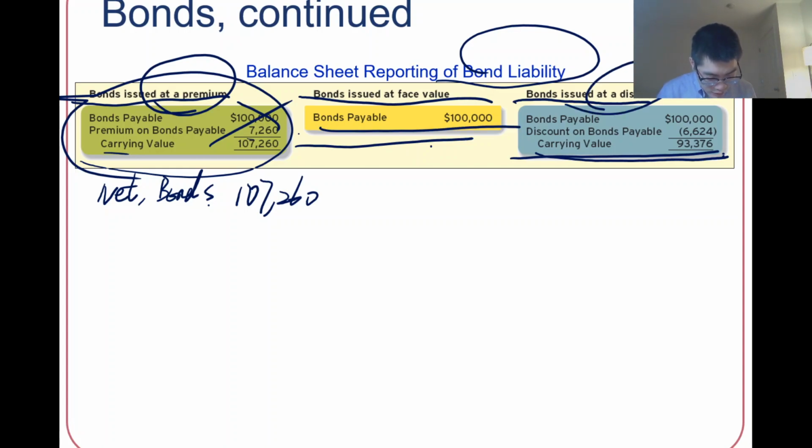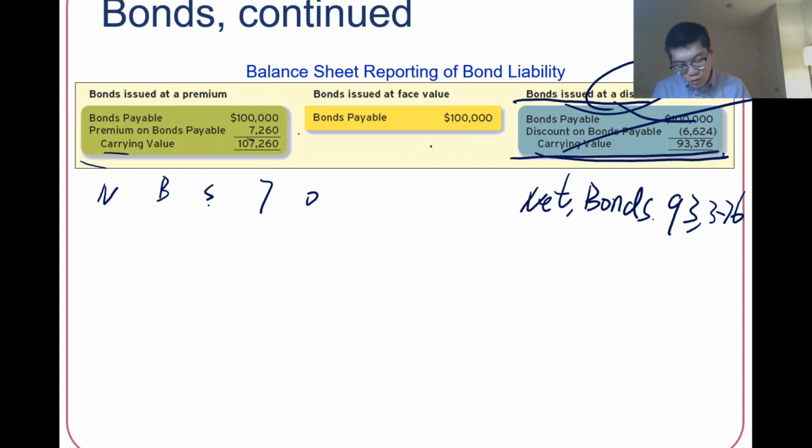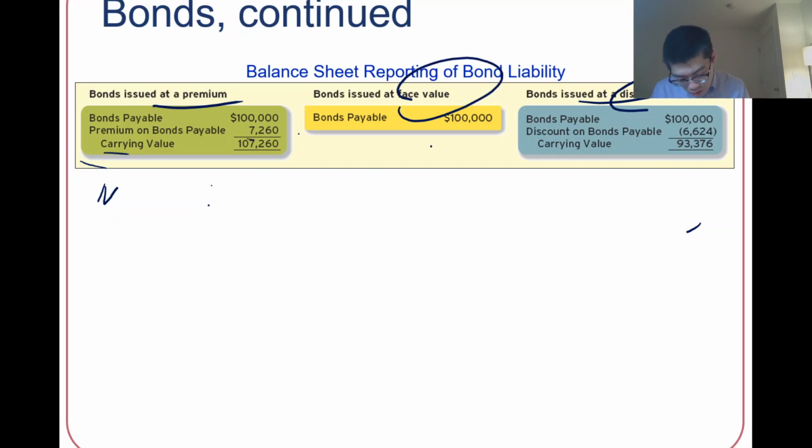And for bonds issued at a discount, you can also report only a single line on your balance sheet, and ignore all these. So these are two different ways to report bond liabilities on the balance sheet, but it also depends on whether it's issued at a premium, discount, or face value. You're going to report a different amount on the balance sheet.